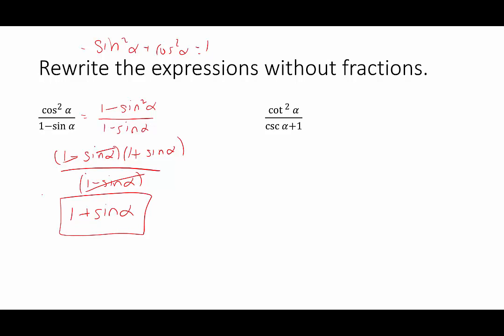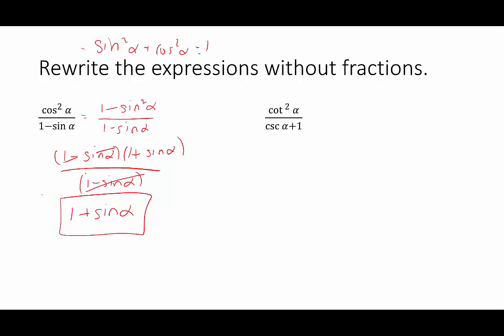What about the second one? Do you want to pause the video and try it on your own? How'd you do? Okay, so we need to get this cosecant of alpha plus 1 out of the denominator. I might just try the same thing that we did last time, right?